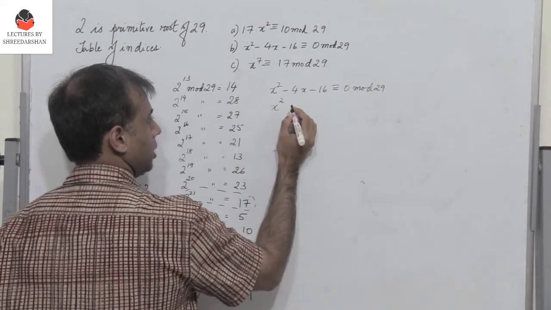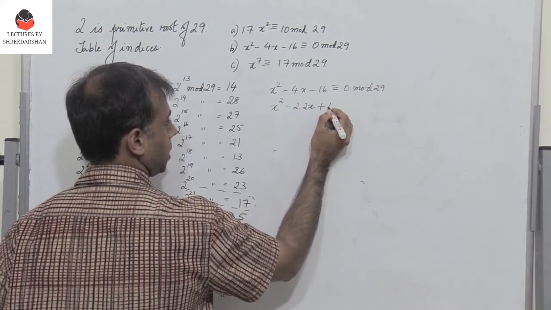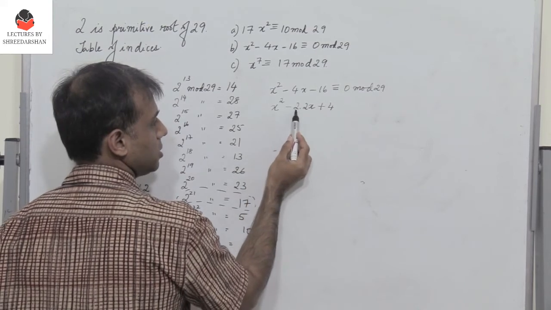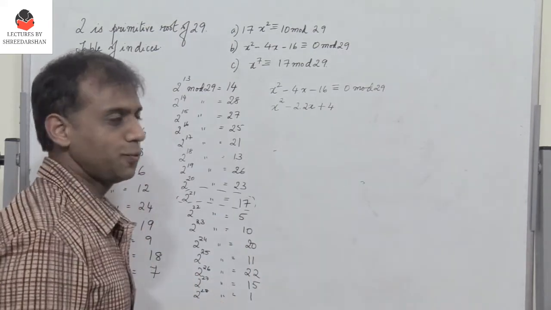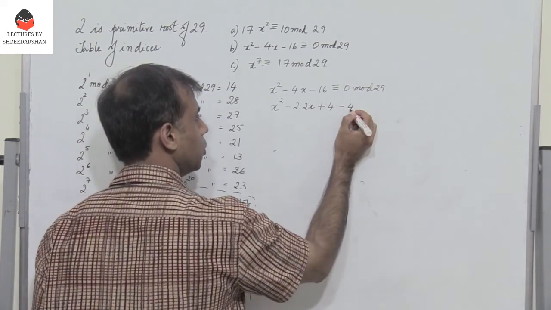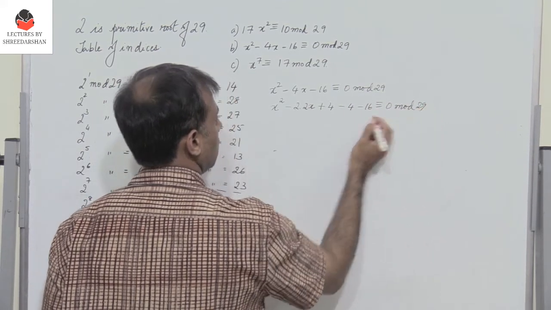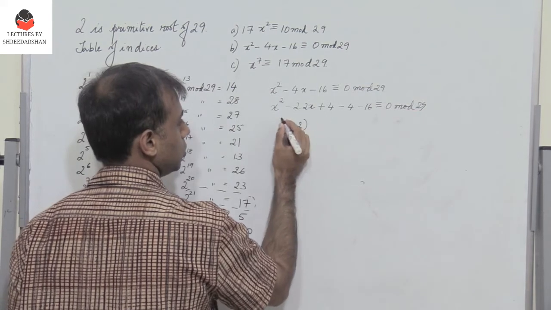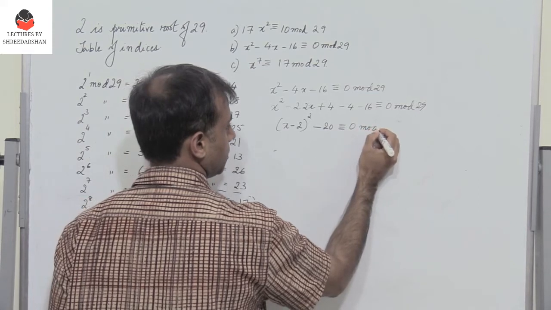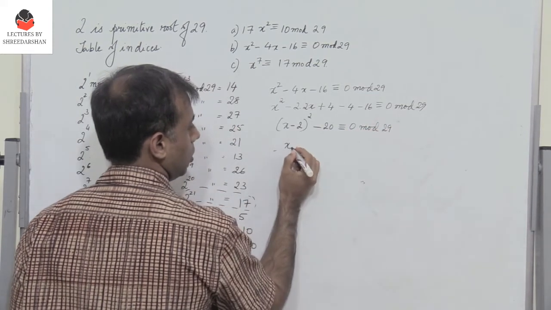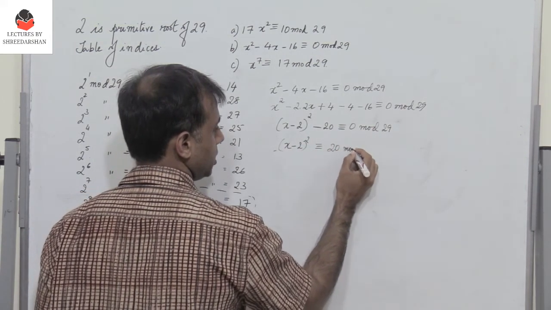So I have x square minus 2 into x plus 4. So x square minus 2ab plus b square. So it is 2, and 2 square is 4. Since I've added 4, I subtract 4. Minus 16 is congruent to 0 mod 29. So this is x minus 2 the whole square minus 20 is congruent to 0 mod 29, or x minus 2 the whole square is congruent to 20 mod 29.